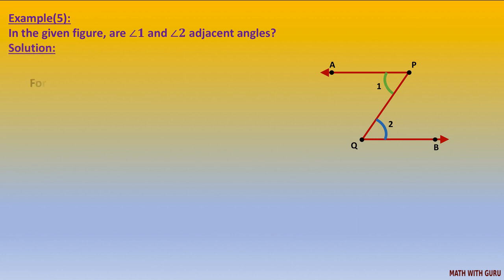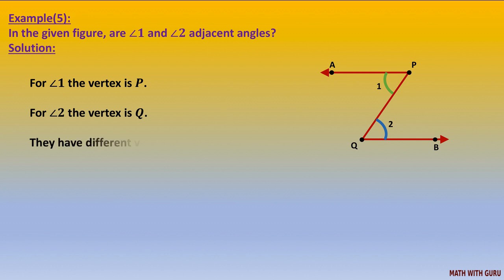For angle 1, the vertex is P. For angle 2, the vertex is Q. It's quite obvious. But for two angles to be adjacent angles, they must have a common vertex. But these two angles have different vertices. They have a common arm, but they have different vertices. Therefore, they don't form a pair of adjacent angles. These are not adjacent angles.